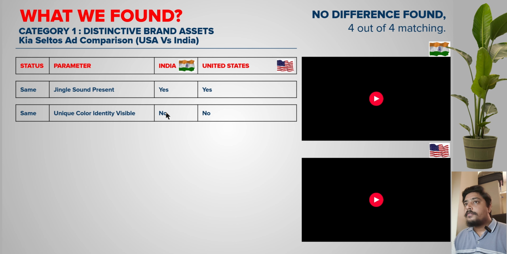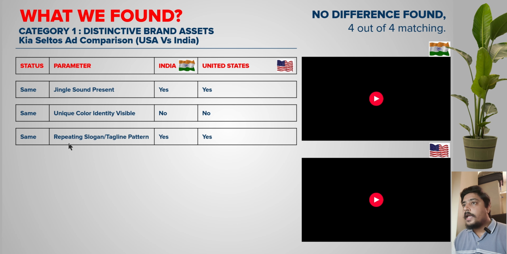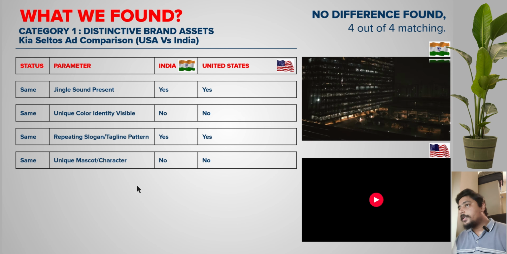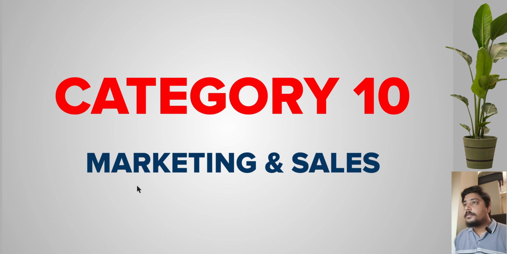If there is any kind of unique dominant color or color identity visible in both the scenarios, it's no. If any slogan or tagline was repeated, yes, in both the scenarios taglines were said at the end, so we marked it yes. If a unique mascot or character was used, in both the scenarios it was not used. Now let's move towards the last and the most important category, that is marketing and sales.